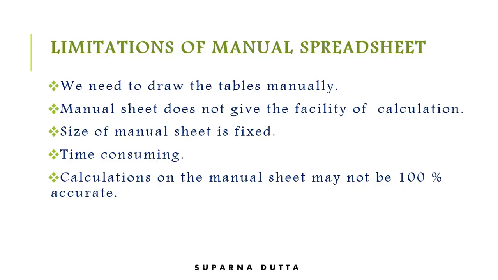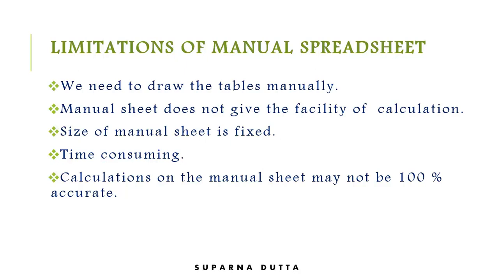Now suppose you enter all the data and you have been asked to find the total, the percentage, and all sorts of calculations, and then you have to do them manually. So there are a few limitations in that case also. In the second point, the manual sheet does not give the facility of calculations, whereas the electronic spreadsheet has formulas which help us to do the calculations with 100% accuracy, which is not guaranteed in the manual spreadsheet. See the fourth point, calculations on the manual sheet may not be 100% accurate. Moreover, drawing the tables and everything is very time consuming, and the size of the manual sheet is fixed.